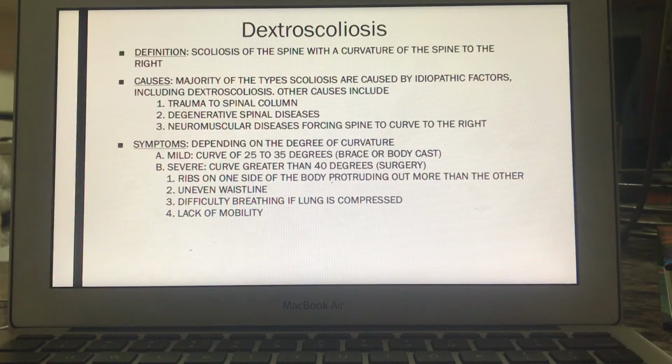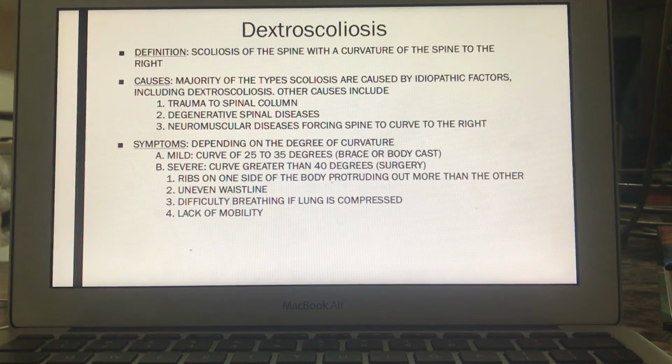And now some symptoms, which depend on the degree of curvature, we have mild, which would be the curving of the spine from 25 to 35 degrees, and would only require a brace or body cast. And then we have severe, which would be when the curve is greater than 40 degrees and would require surgery. And now some of the symptoms would be ribs on one side of the body protruding out more than the other, an uneven waistline, difficulty breathing if the lung is compressed, and the lack of mobility.